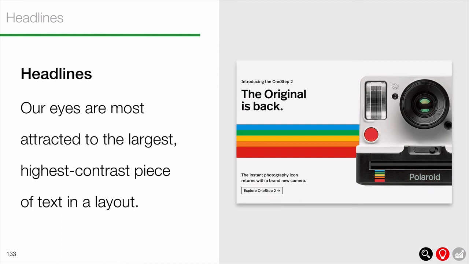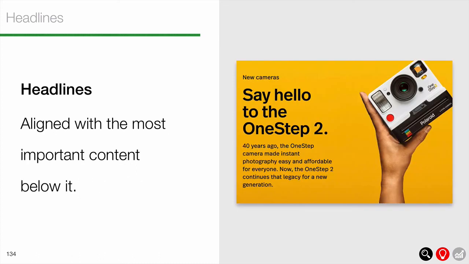And that's interesting. We can see that it's a Polaroid camera, and then it says "The instant photography icon returns with a brand new camera. Explore one step." So we want to have a click on that, don't we, and find out a little bit more about what they're doing.